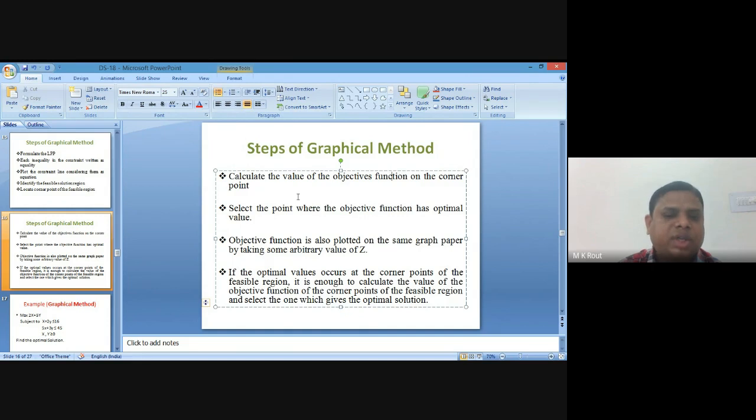The next is the objective function is also plotted on the graph paper, and go for an arbitrary value of z, that is known as maximization of your objective function. And if the optimal value occurs at the corner point of the feasible regions, it is enough to calculate the value of the objective function at the corner points of the feasible region and select the one which gives the optimal solution.